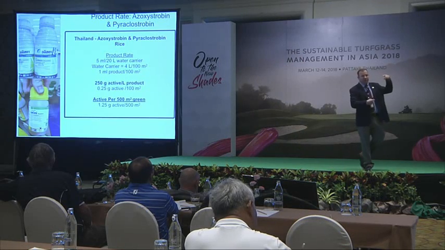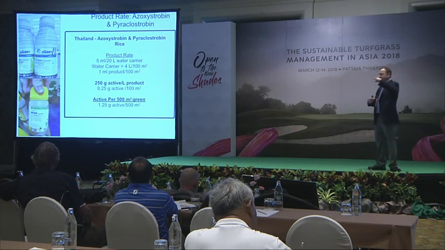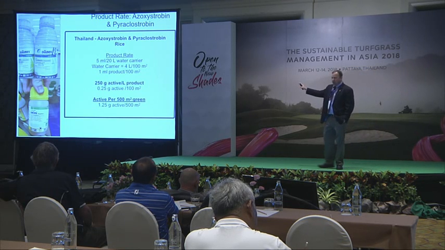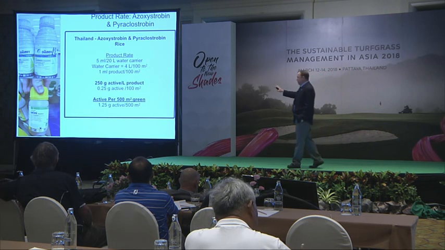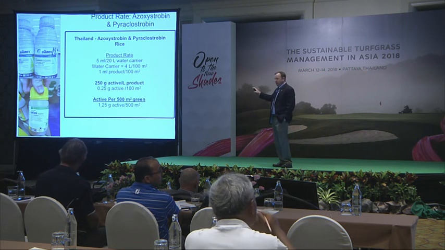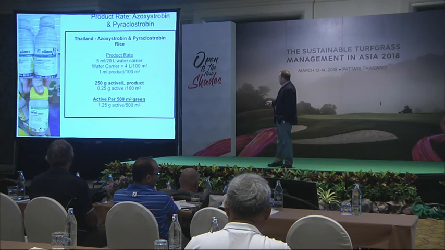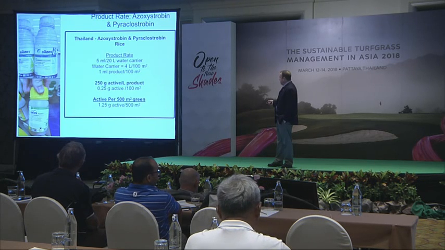But when we look at that product rate, and this is Headline, which is pyraclostrobin, and also azoxystrobin, they're at the same rate if you look at the rate on the bottle, which is that 5 milliliters of product per 20 liters of water carrier. Let's say we have the water carrier that's 4 liters per 100 meters squared. We'll just use that as our rate. We're getting about 1 milliliter of product per 100 meters squared.